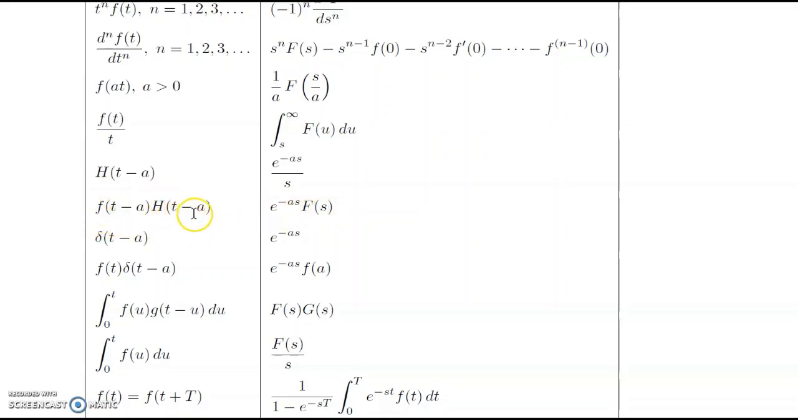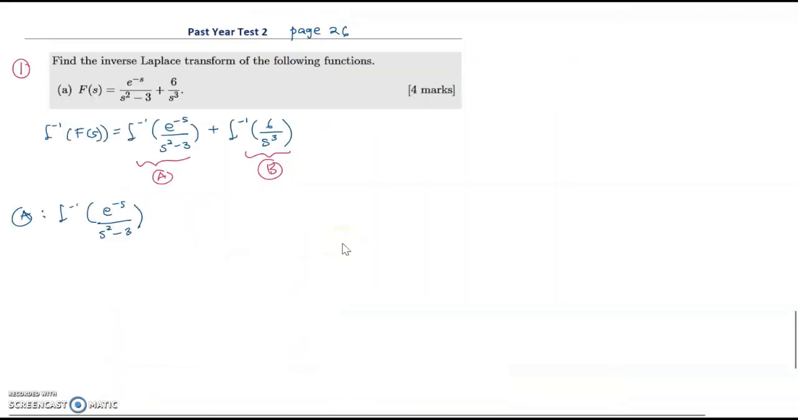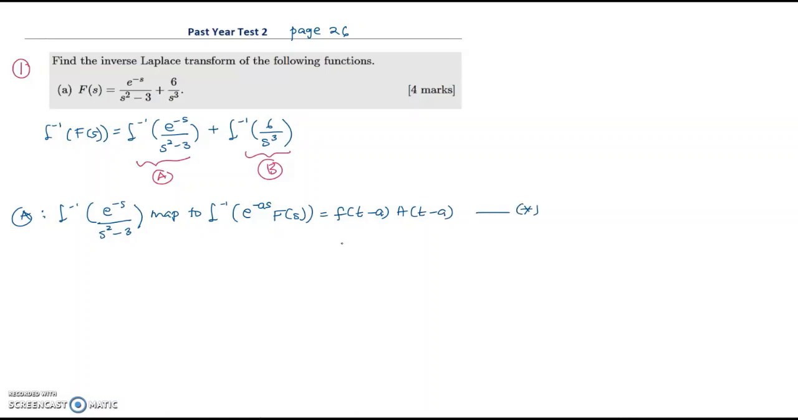So h(t minus a), this part is not a problem, you just substitute your a. But this part, you need to get the expression for f(t minus a). So this is actually your task. Going back to the problem, just now we mapped to the inverse of e^(-as) F(s), where the answer is supposed to be f(t minus a) h(t minus a). Let's put an asterisk here because we are going to refer to that later.